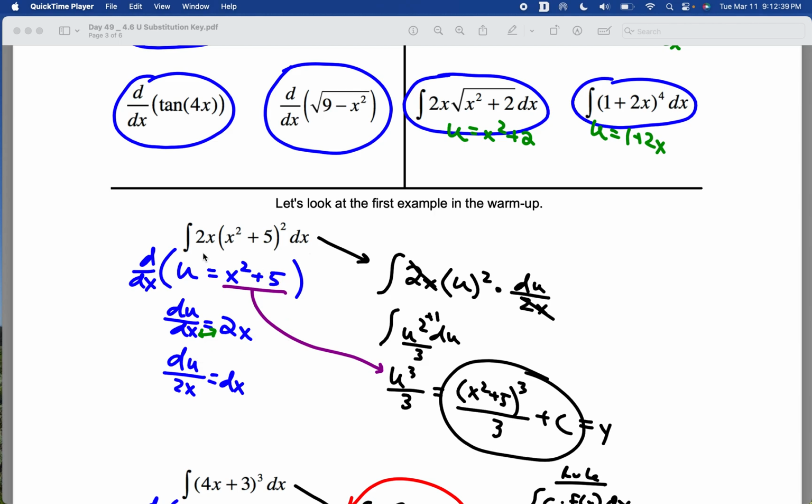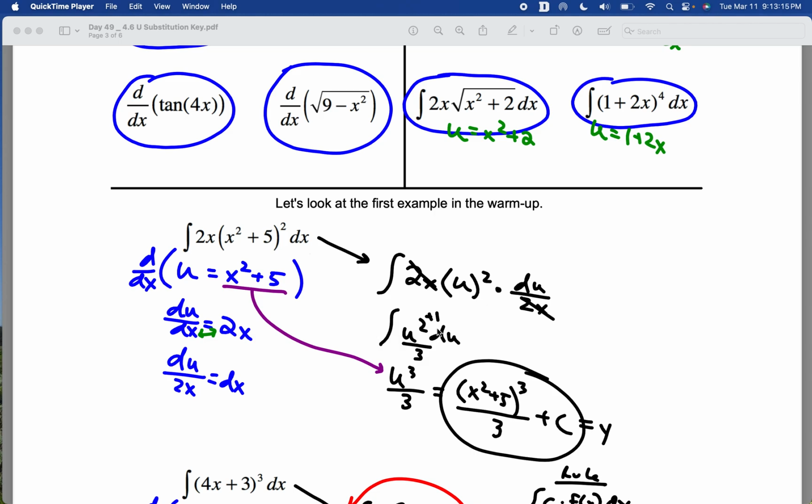Okay, so now that I have my u, I have my dx, I'm going to substitute everything I can into this expression. So I have the integral of 2x, that's still there right now. This is u, so I'm substituting u in for x squared plus 5, and that's squared. And then dx is du over 2x, so I'm substituting that in. I need to get all this in terms of u in order to integrate. So this 2x and this 2x reduce, and I end up with u squared du. And now I'm good to go.